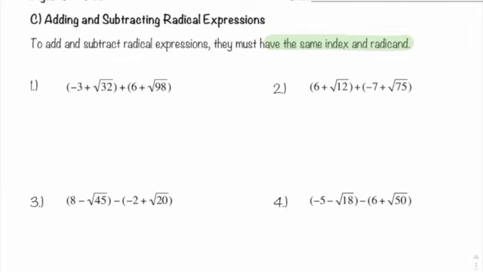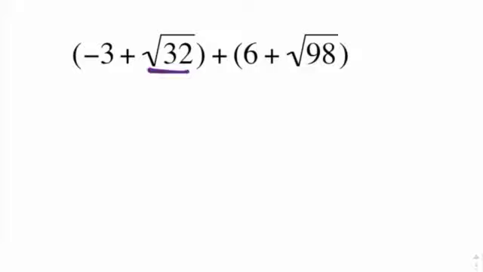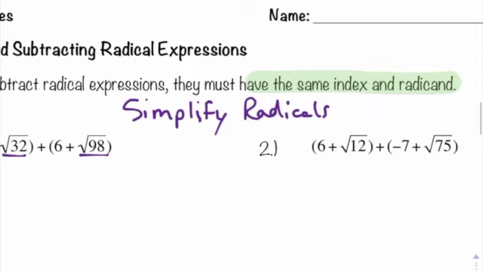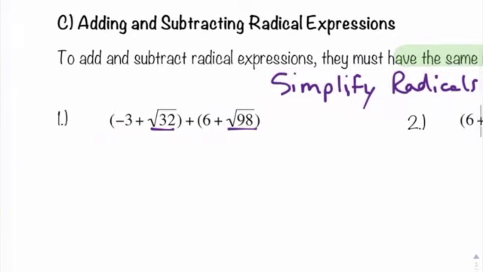Remember that, yes, these are both square roots, but in order to combine them, this number on the inside has to be the same as well. So what we did in Algebra 1, in order to get these to be the same so that I can add these, is you had to simplify. So your first thing to do here is to simplify radicals first. Okay, so that's what we're going to do.